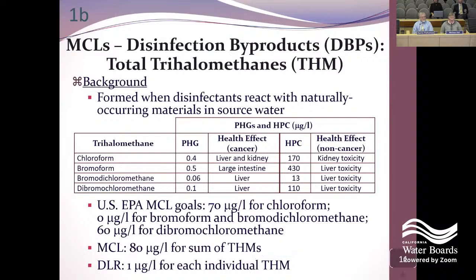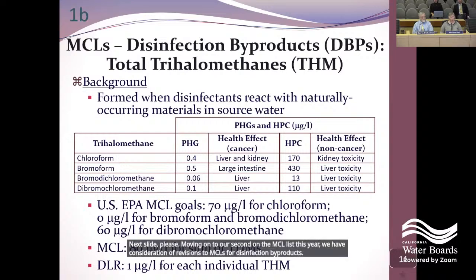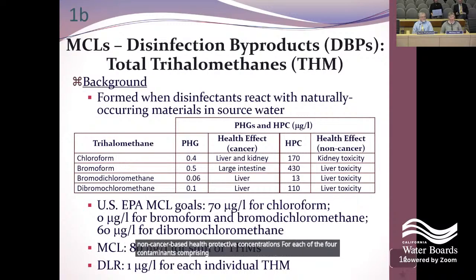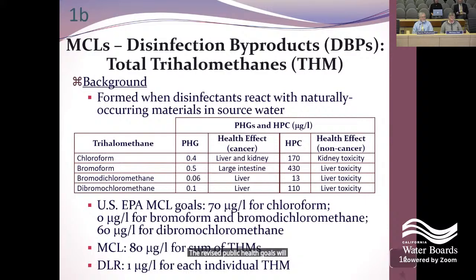Moving on to our second on the MCL list this year, we have consideration of revisions to MCLs for disinfection byproducts, including both total trihalomethanes and haloacetic acids. Disinfection byproducts are formed when disinfectants react with naturally occurring organic materials in the source water. In 2020, OEHHA issued revised cancer-based public health goals and non-cancer-based health protective concentrations for each of the 4 contaminants comprising total trihalomethanes: chloroform, bromoform, bromodichloromethane, and dibromochloromethane. The revised public health goals will be considered in the next MCL review. The current MCL is set at 80 micrograms per liter for the combined sum of those 4 trihalomethanes.